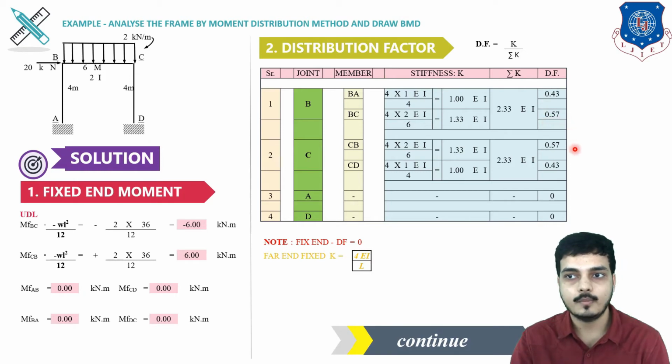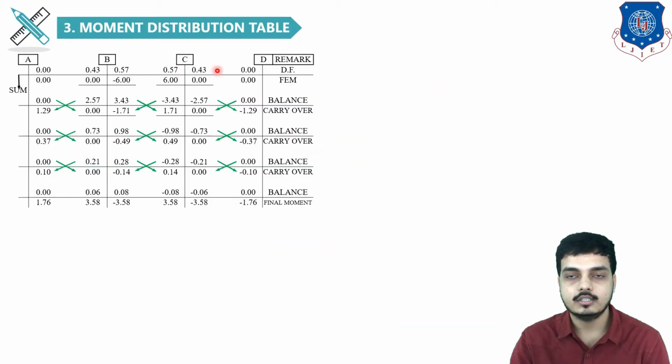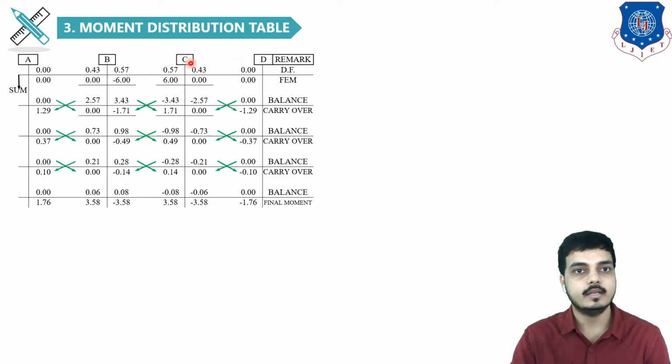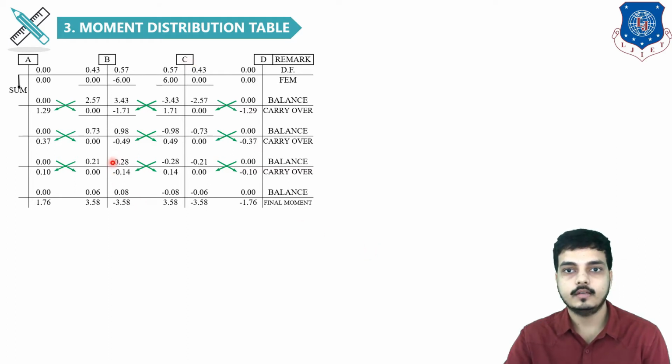And for C to B it is 0.57 and 0.43. Every time it can't be similar. For a different sum it can be another value as well. So our next step will be to solve this sum.